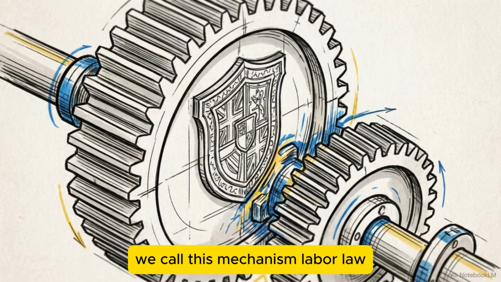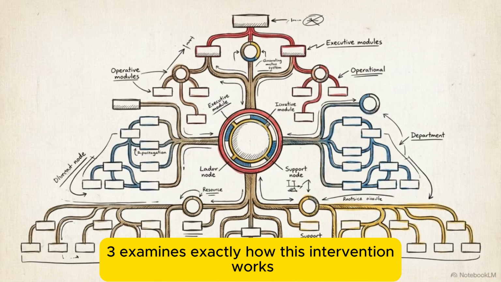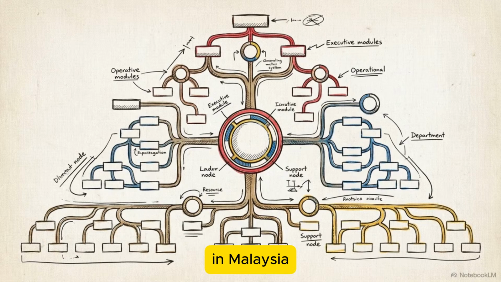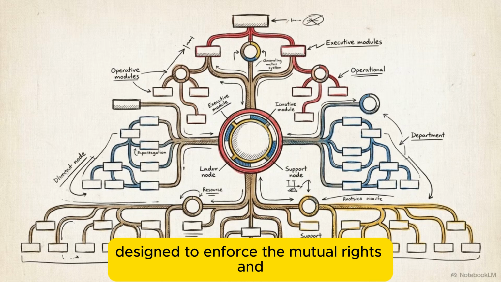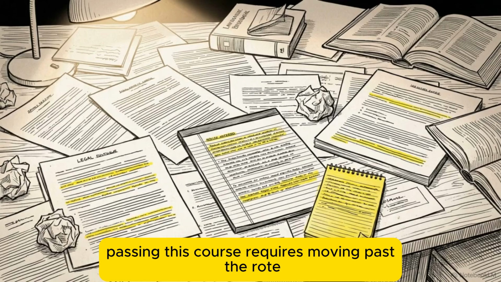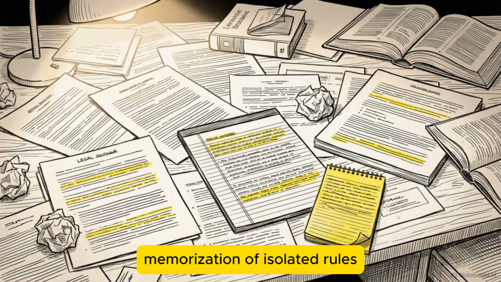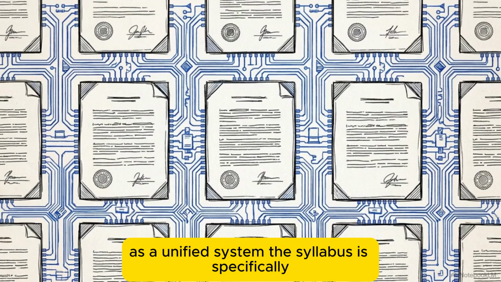We call this mechanism labor law. Course BHL6313 examines exactly how this intervention works in Malaysia. It outlines the specific statutory framework designed to enforce the mutual rights and responsibilities of both employers and employees. Passing this course requires moving past the rote memorization of isolated rules. You have to understand how these statutes interact as a unified system.